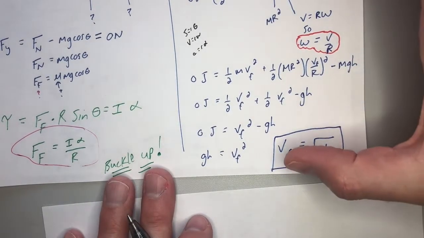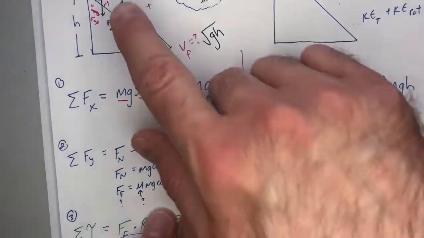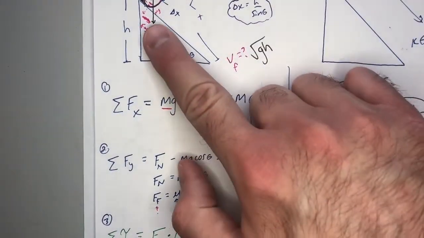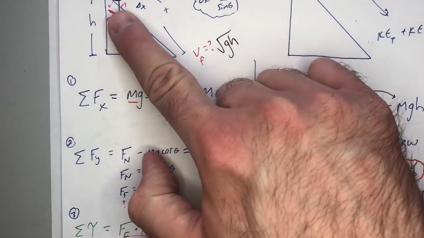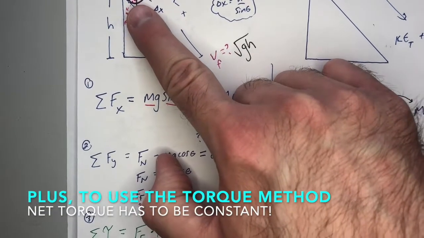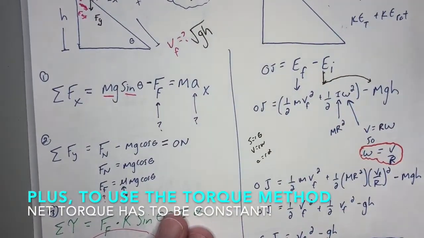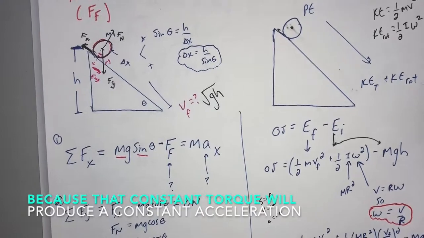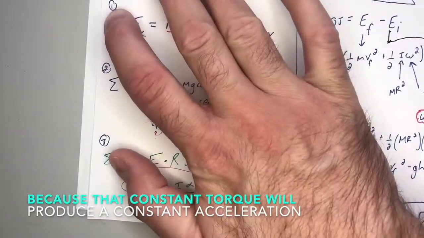So I will say if you ever get some rolling on a ramp, yeah, they might make you draw a free body diagram, and that's okay. But you don't necessarily always have to use forces and torques to solve it. You can use your energy techniques, and that's an okay thing to have in your toolbox. Okay? Just because a tool is there doesn't mean you have to use it.